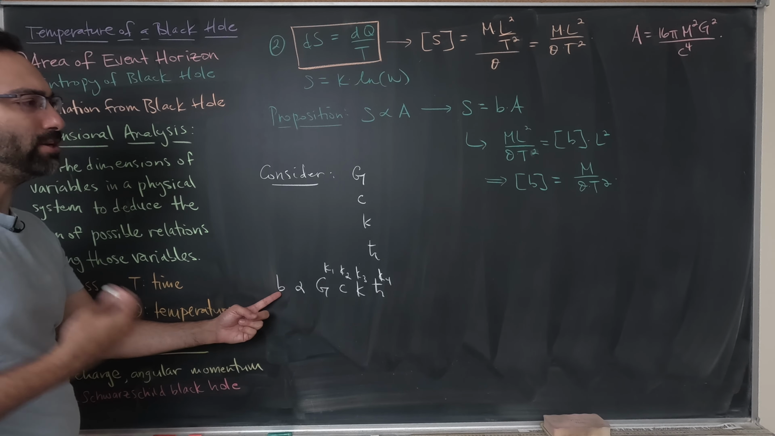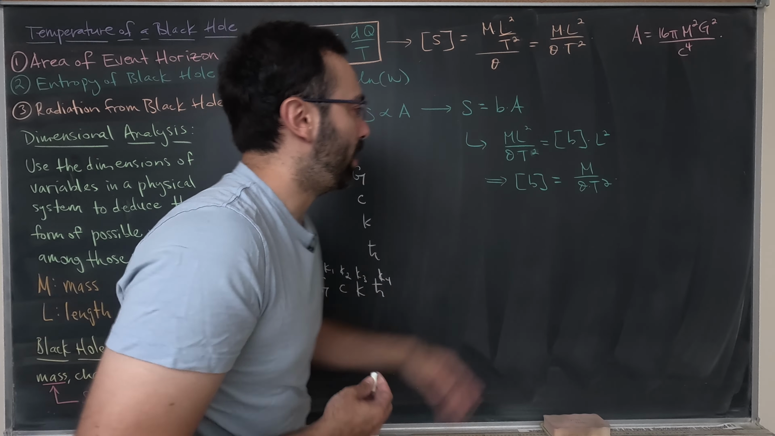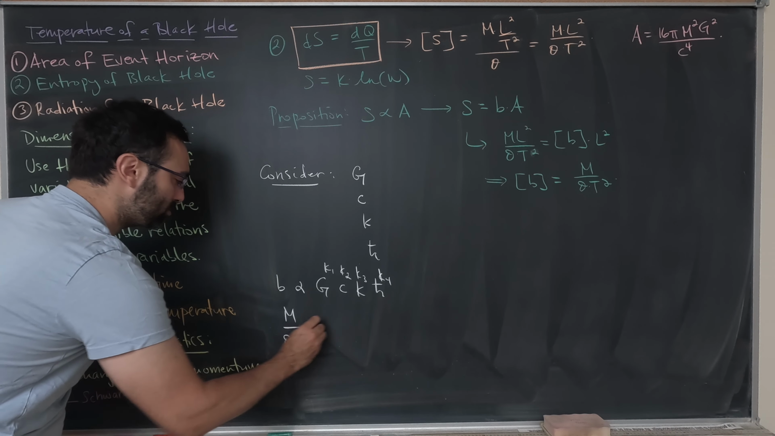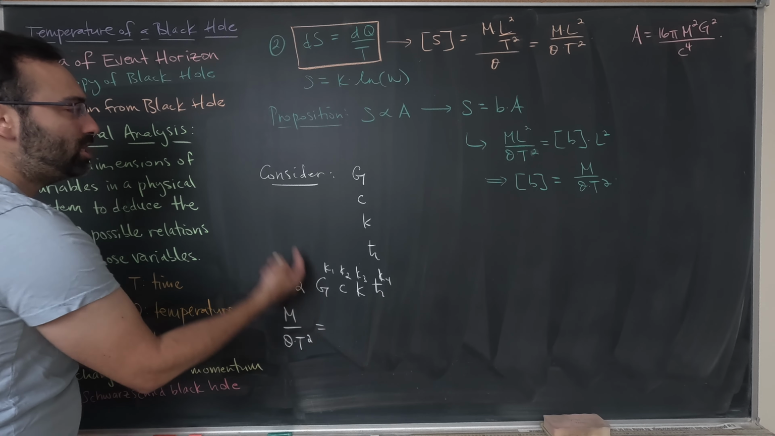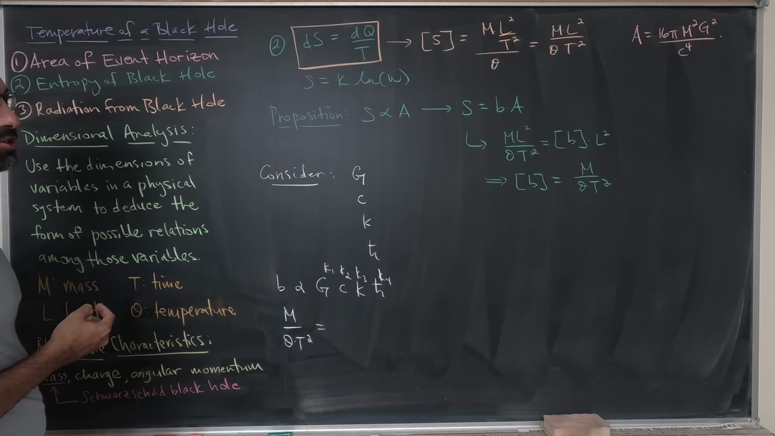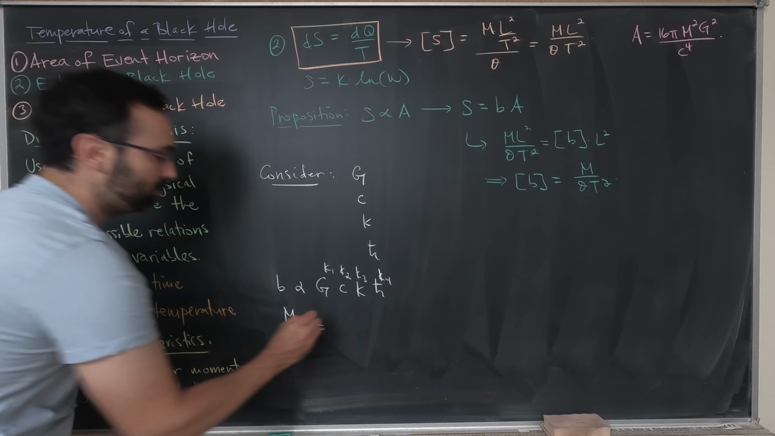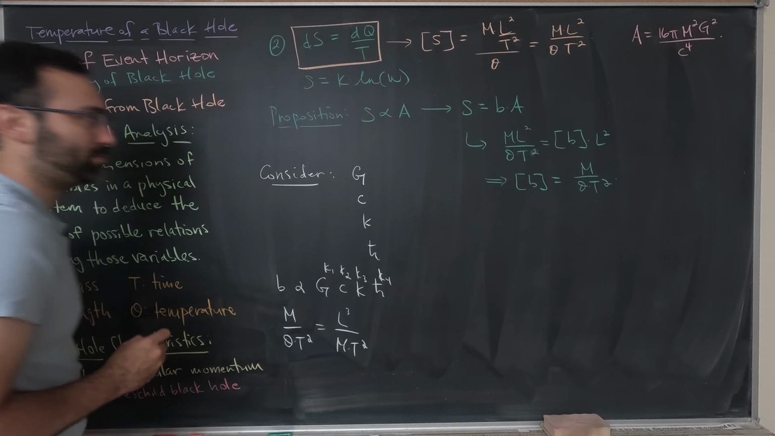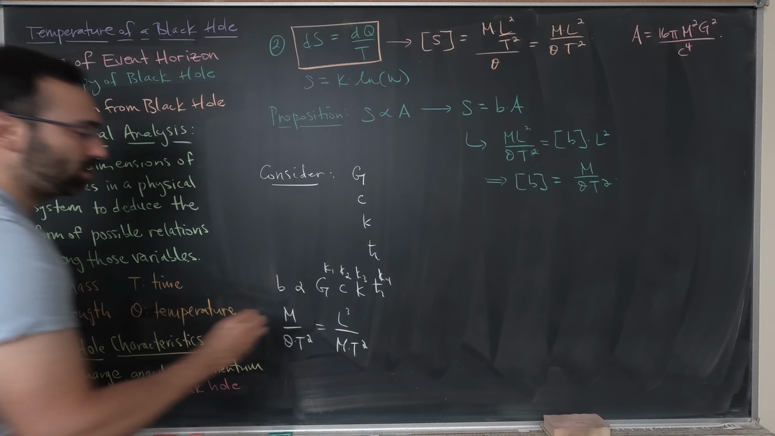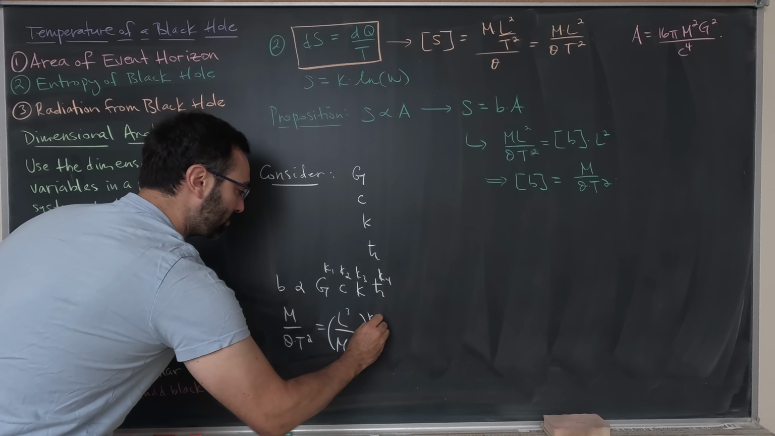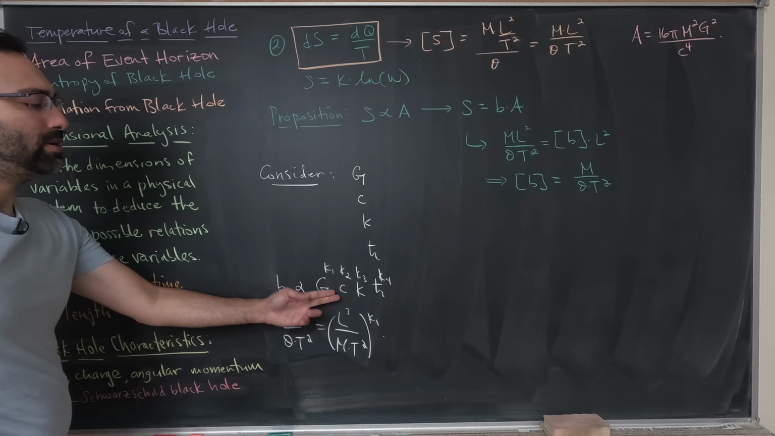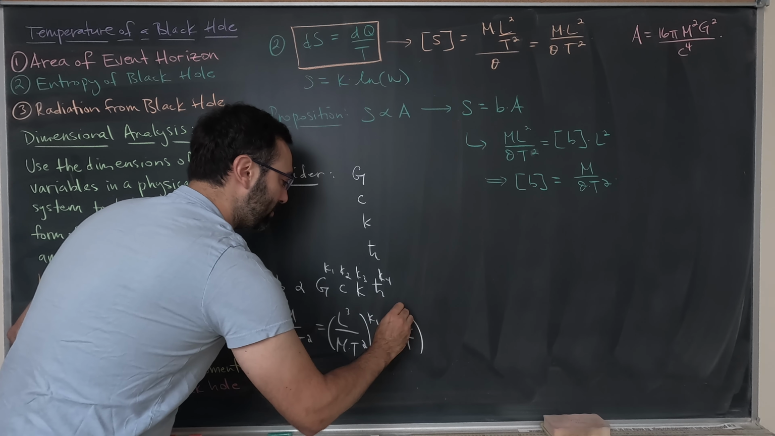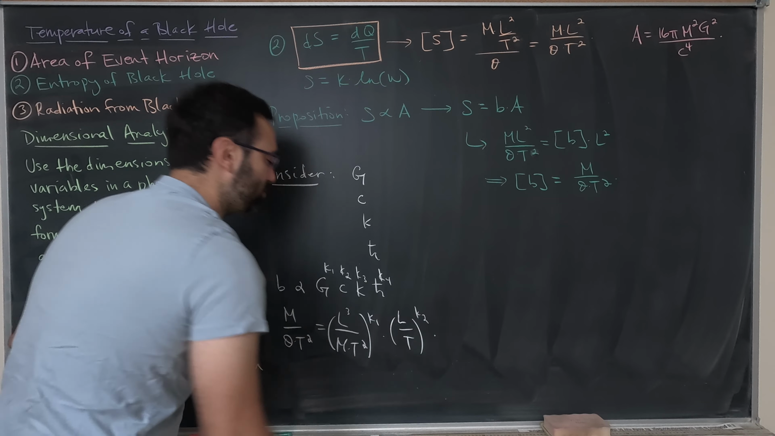Well, we know then that the dimensions of B are mass divided by temperature times time squared. G, we already determined what those dimensions are from earlier. That's L cubed divided by mass times time squared. That's all to the power K1. Speed here, the speed of light, has dimensions of length divided by time to the power K2.